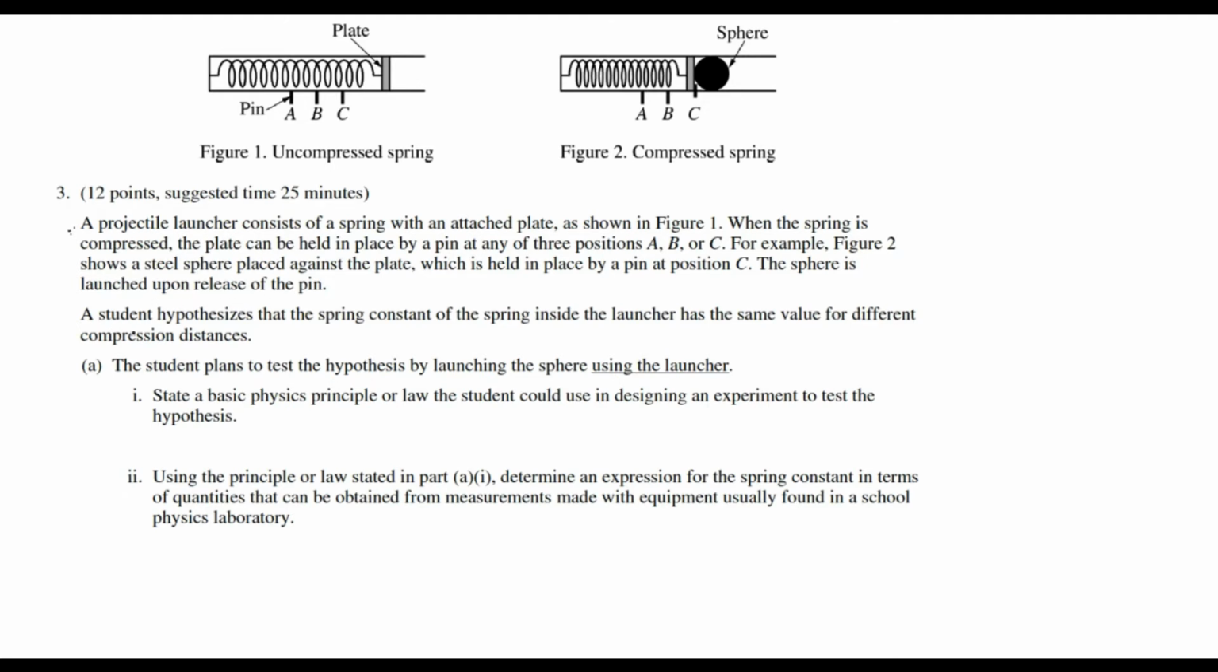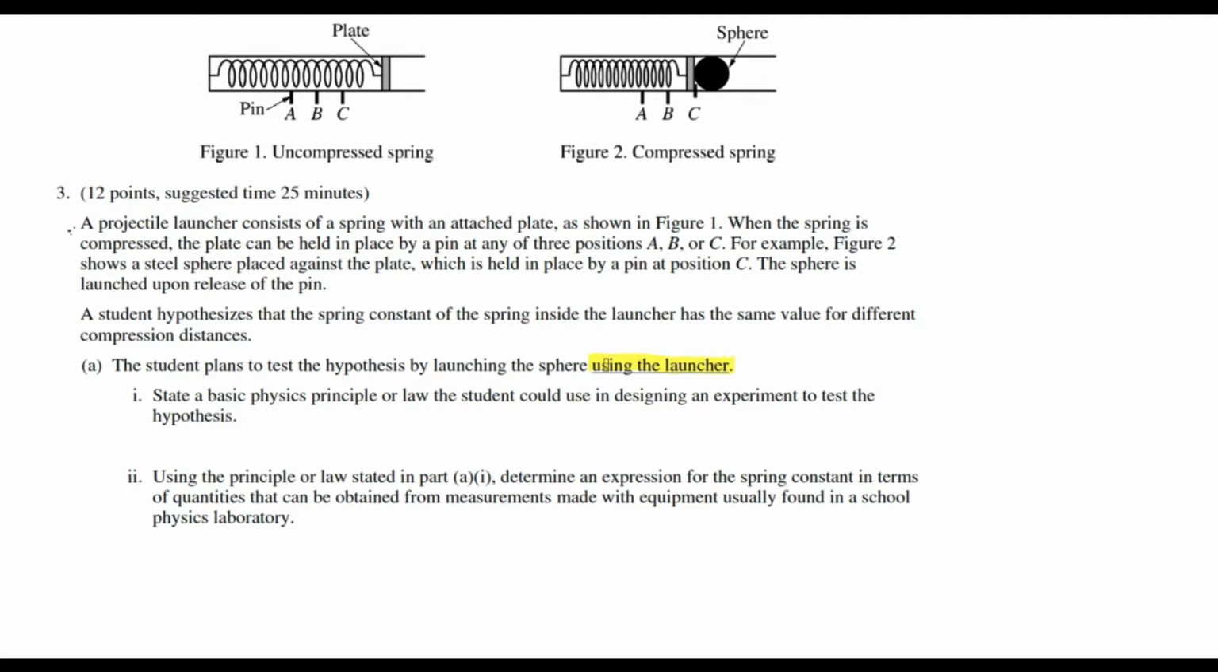Okay. A student hypothesizes that the spring constant of the spring inside the launcher has the same value for different compression distances. Part A. The student plans to test the hypothesis by launching the sphere using the launcher. Now, why is this underlined? Well, my guess is that we are expected to, well, let's read it. To state a basic physics principle or law the student could use in designing an experiment to test the hypothesis.